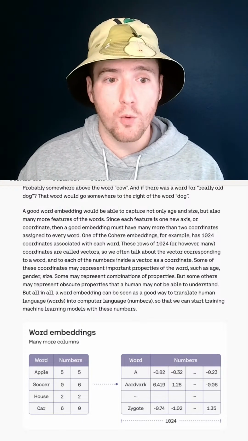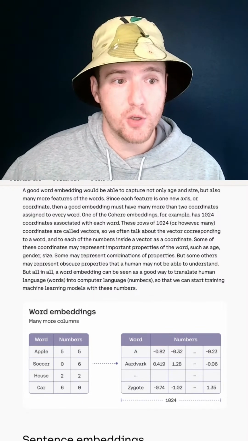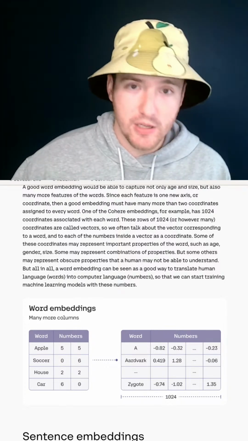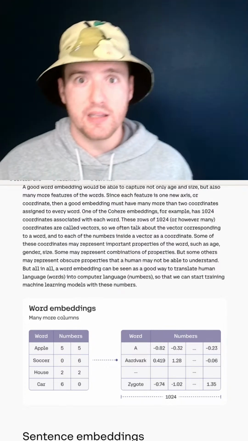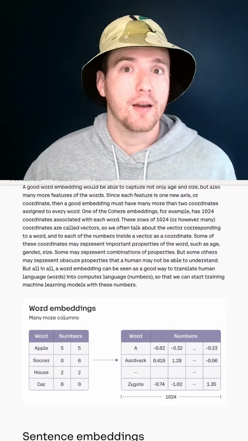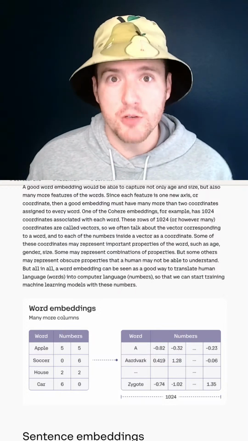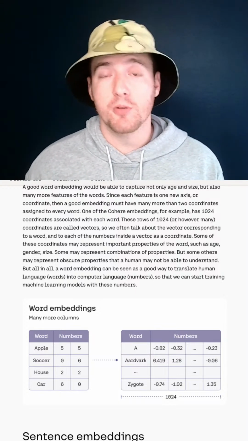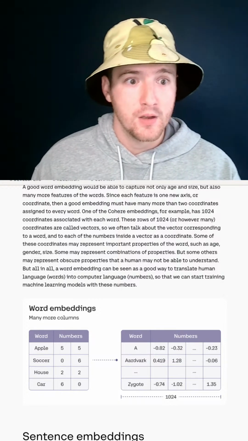But all in all, a word embedding can be seen as a good way to translate human words, human language. So you're translating human language, this thing that is arbitrary, this thing that is how we communicate, essentially made up. And different between languages, right? Not the English and Spanish, the words are different.